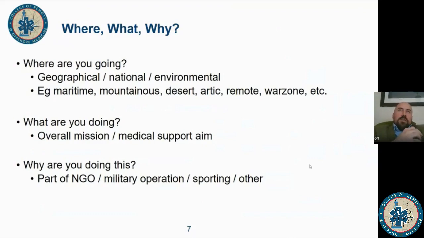But when it's military support, medical support to operations, a lot of the decision making and why you're even there is not up to me as the individual. It's already been decided by somebody else, from the politicians down to the infrastructure of the military.